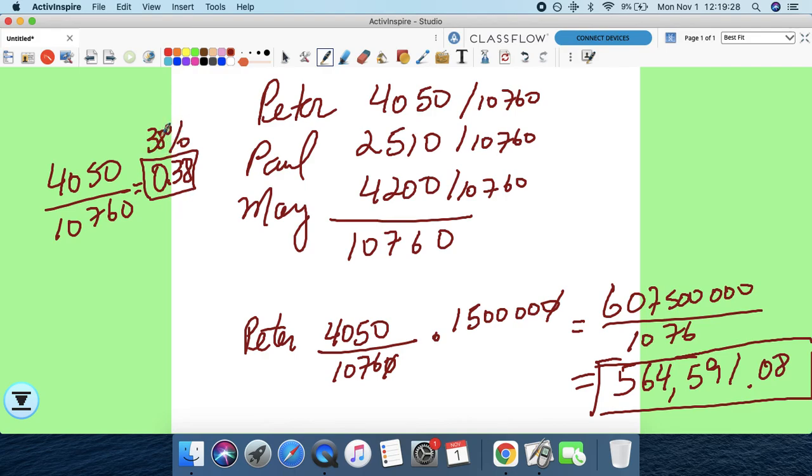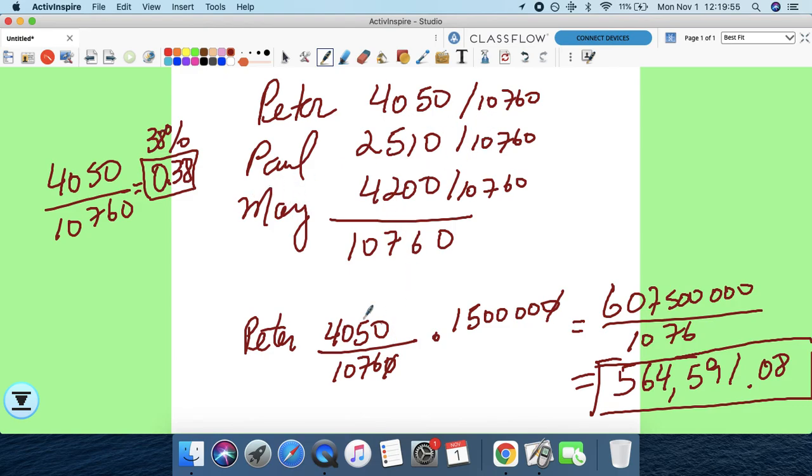Then you could have multiplied 38% times 1,500,000 to find this value. But because it looks like a non-terminating decimal here, 0.38 would not be very accurate. The actual answer is 0.37639405, etc. So you want to be as precise as possible. You want to use more decimal places. But just to give you an idea, that's what Peter owns, 38%.